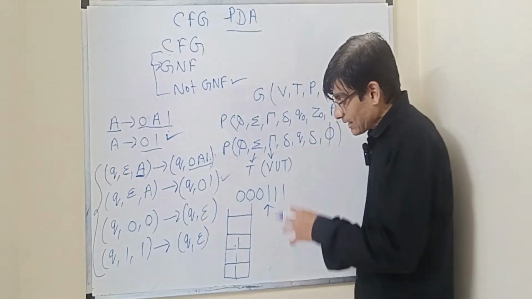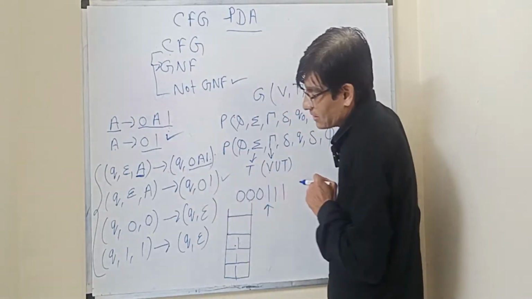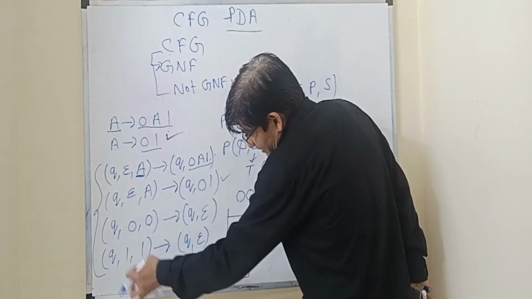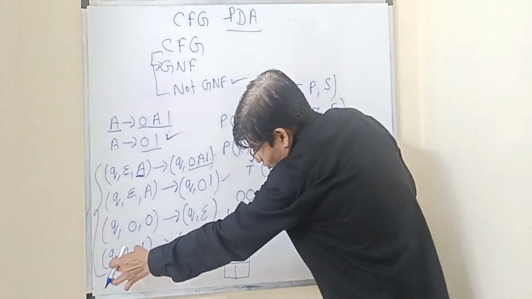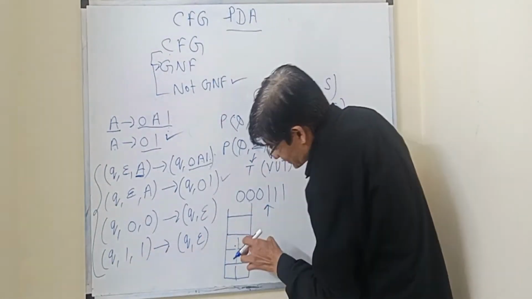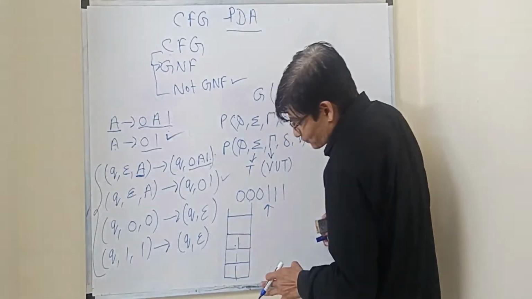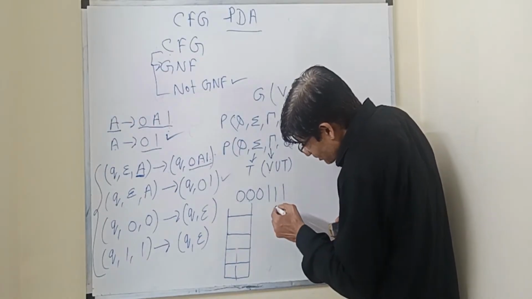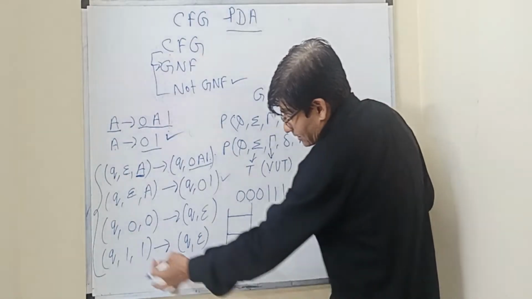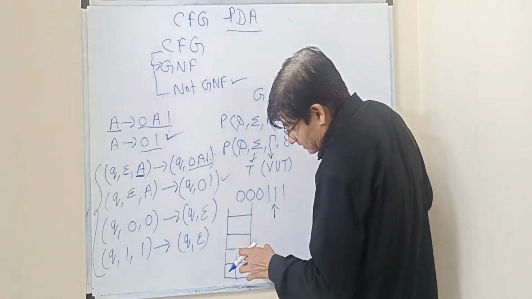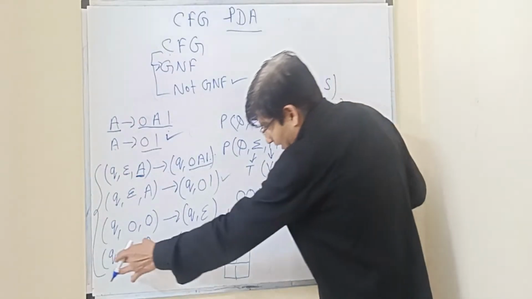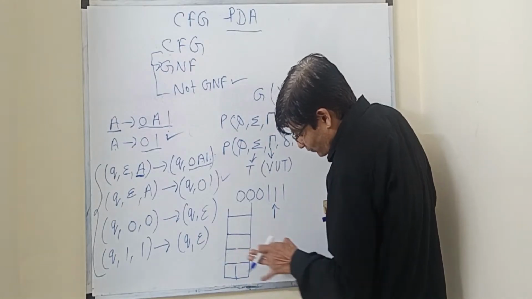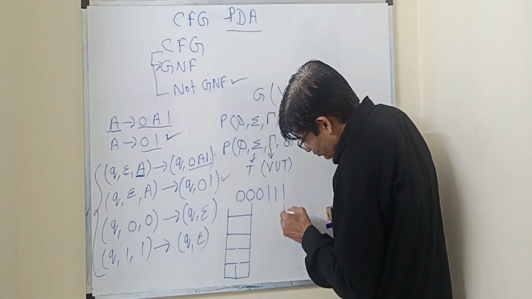Now we are having 1 on the top of the stack, which is again a terminal. So we can use this particular combination. We are on Q, we are reading 1, and the stack top is 1. So we can remove this from the stack, and as I'm removing it, I can move my pointer to this. Now again we have the same combination: 1 is on the top, we are reading 1, and we are on Q. So again we can use the same transition here. We can remove the symbol from the stack and move the pointer to here.